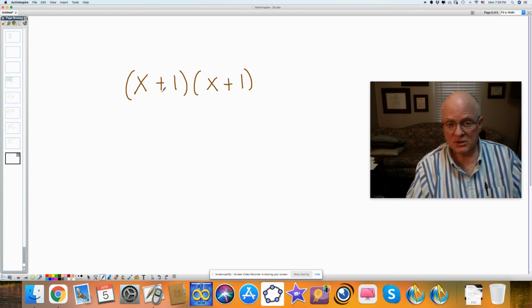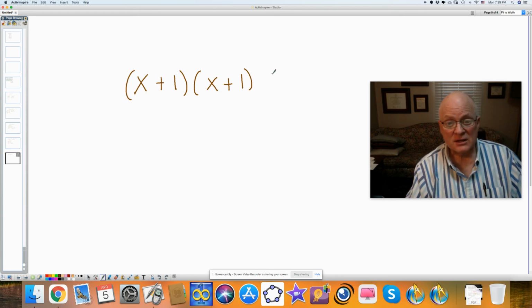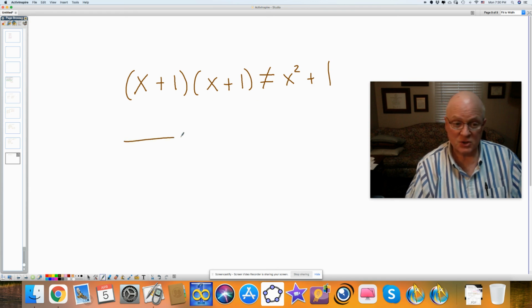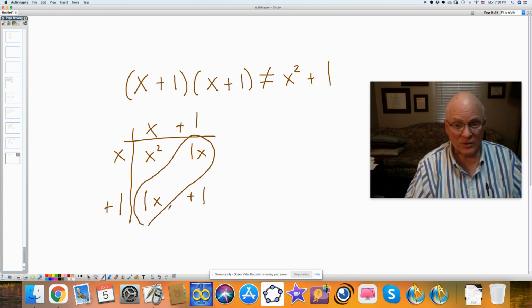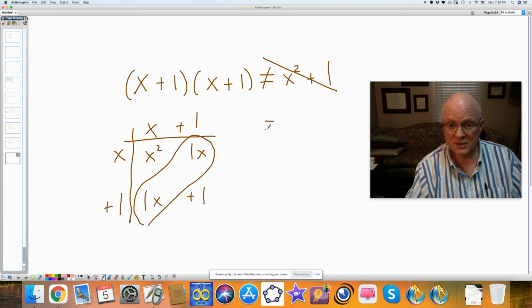Finally, I want you not to be confused when I do this. This is not equal to x plus 1 squared. This is not the same. And I'll show you why. If I do the box here, I have x, and you can do this with any of these. You can use the box. Box is an area model. X times x is x squared. X times 1 is 1x. And 1 times x is 1x, and 1 times 1 is 1. These are like terms. When you combine them, they don't disappear. What it is equal to is x squared plus 2x plus 1.